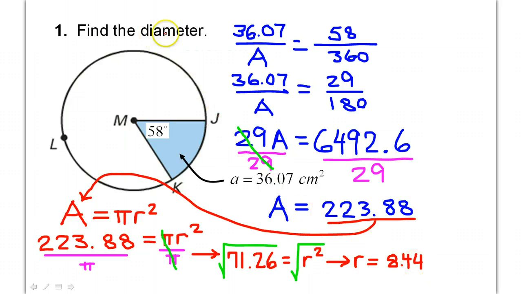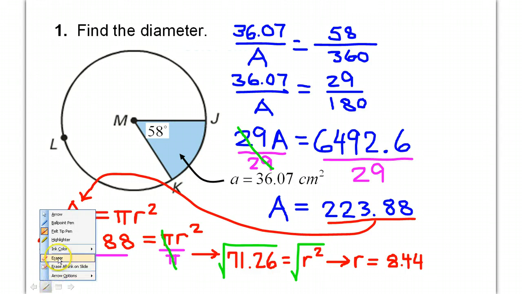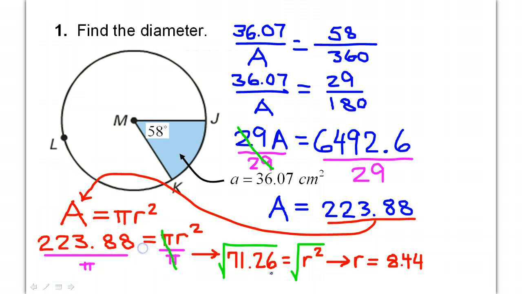No. We're supposed to find the diameter. This is just the radius. What do I do to get the diameter? Well, hopefully you said double it. Multiply by 2. So that's going to give us 16.88 centimeters for the diameter. And that is the answer.